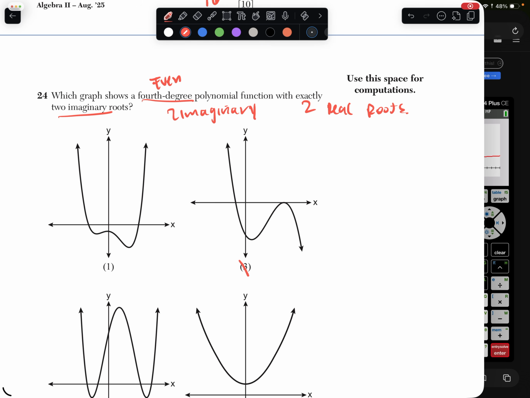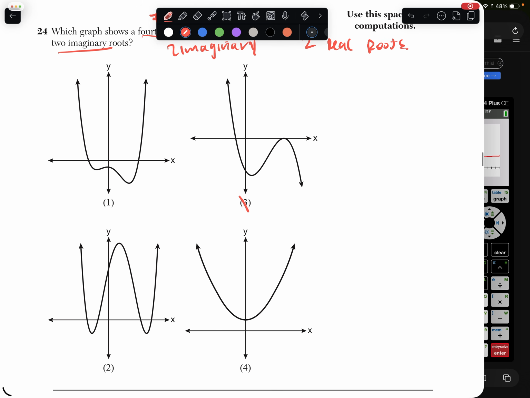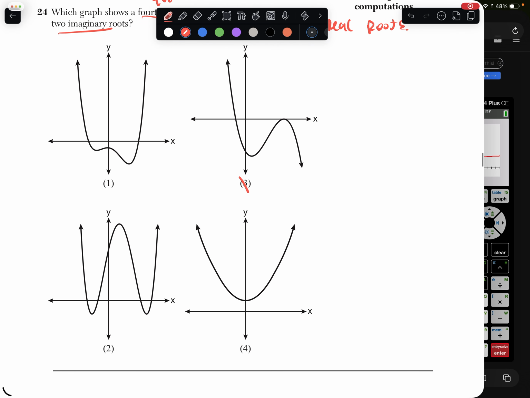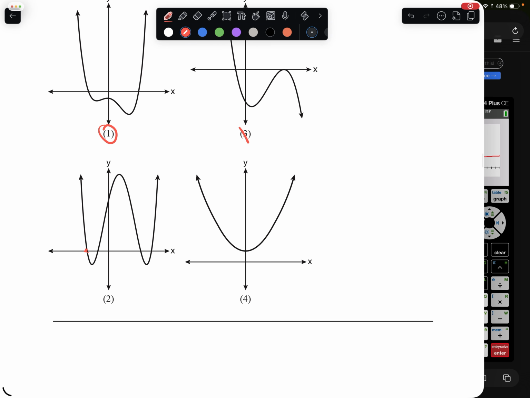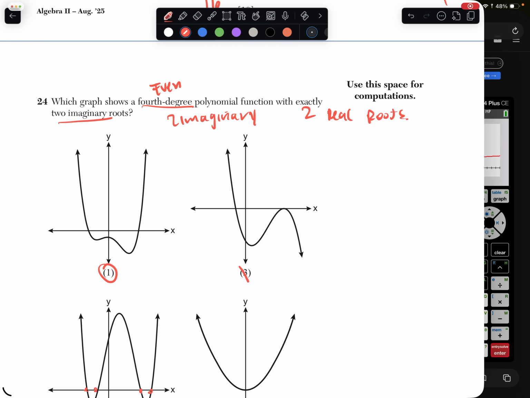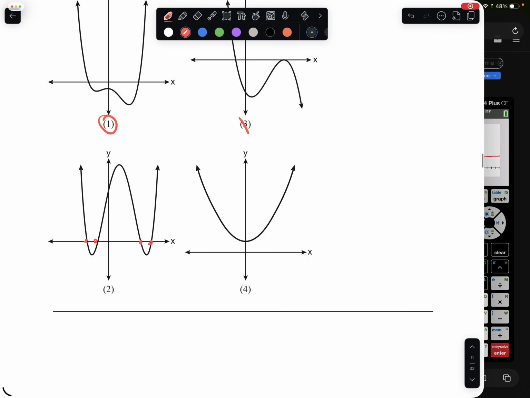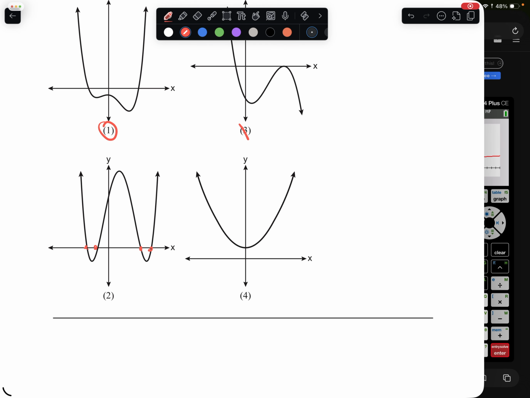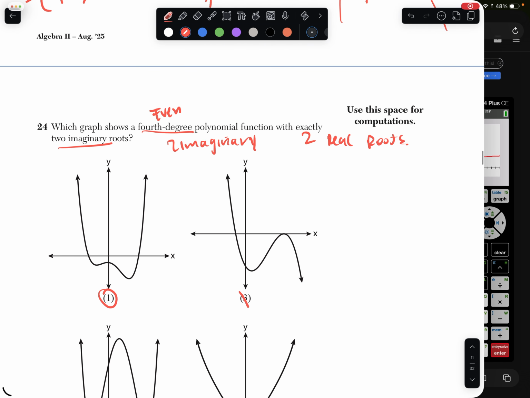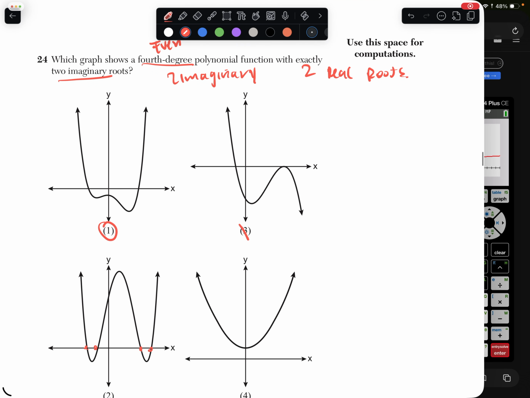So here we have 2 imaginary roots, which means we have 2 real roots. That means the graph should intersect the x-axis at 2 points, and we see that only choice 1 does that. So the answer is choice 1. Choice 2 intersects at 4 points, so all of the roots are real and there are no imaginary roots. That's wrong. In choice 4, there's 0 intersection with the x-axis, so all the roots are imaginary, but the problem said there are only 2 imaginary roots. So that's incorrect. The answer is choice 1.